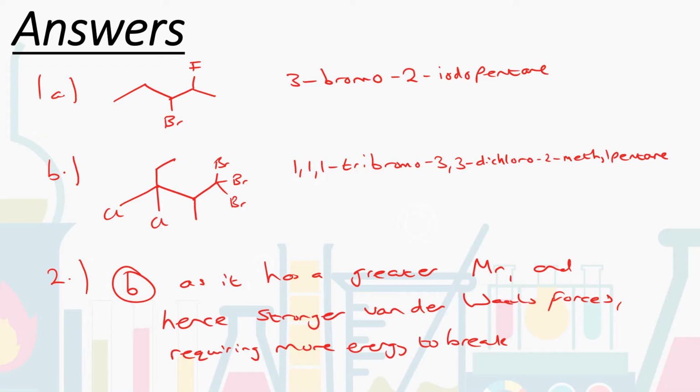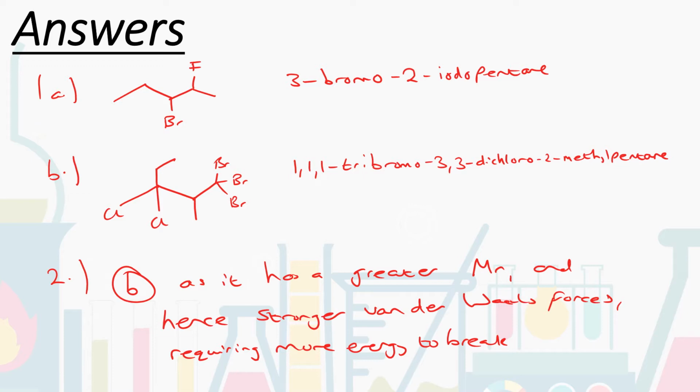So our first one, we have to look for our longest carbon chain. Our longest carbon chain is 5 carbons long. Now we always want the lowest numbers, and we'll get those if we number from right to left rather than from left to right. So we have an iodine on the second carbon, a bromine on the third carbon. Remember though that we name it alphabetically and not numerically. So this is 3-bromo, 2-iodo-pentane.